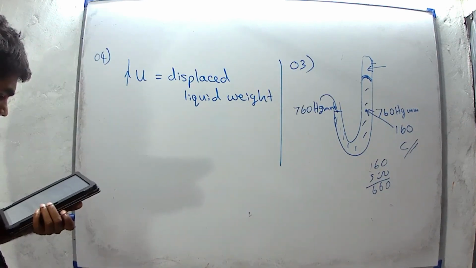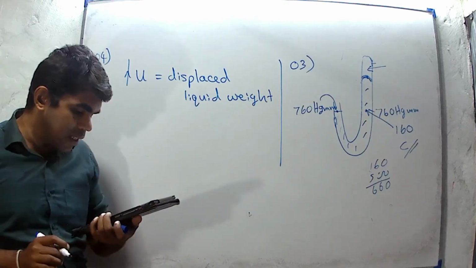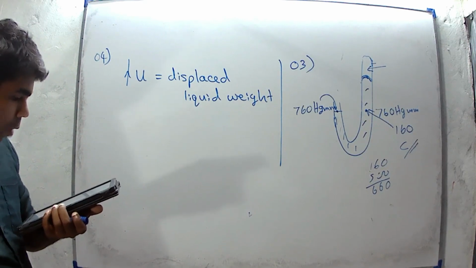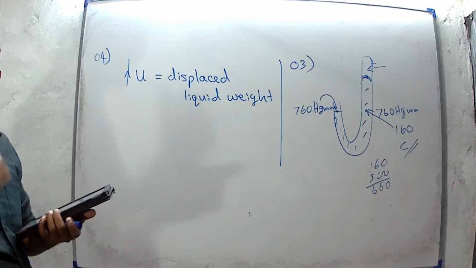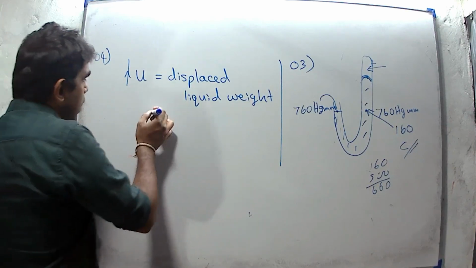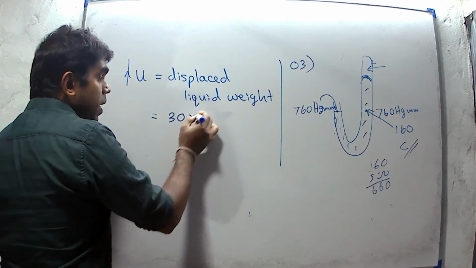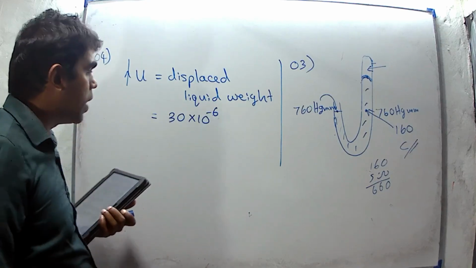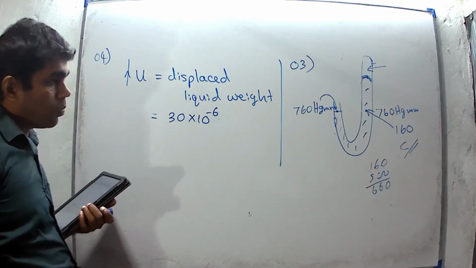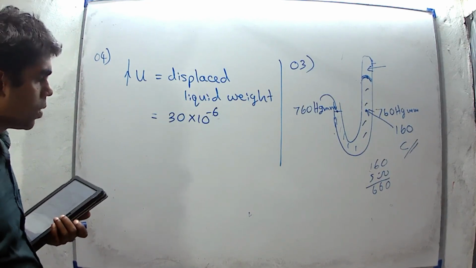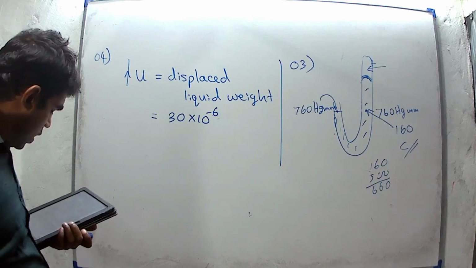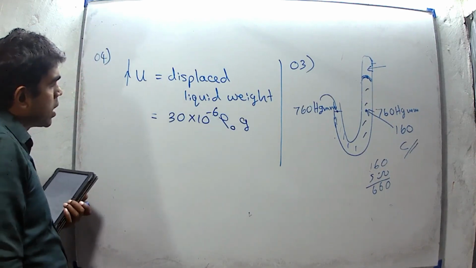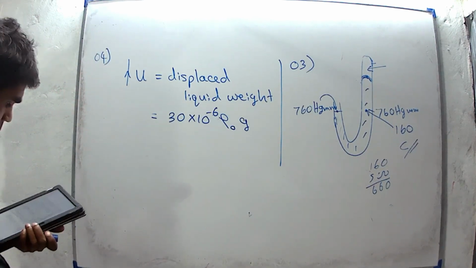They have given initial reading is 60 cubic centimeters. When piece of ice was dropped into the cylinder, new reading is 90 cubic centimeters. Therefore, displaced volume is 30 cubic centimeters. We can get 30 into 10 to the power minus 6 cubic meters. It is V, displaced liquid volume. We can multiply by density of oil into g. It is the upthrust on ice.